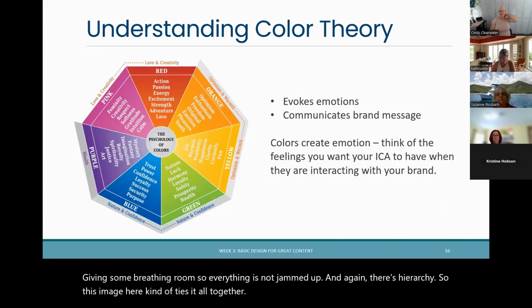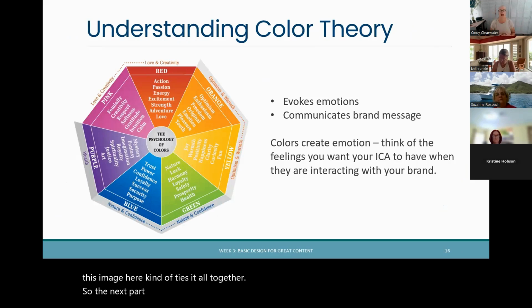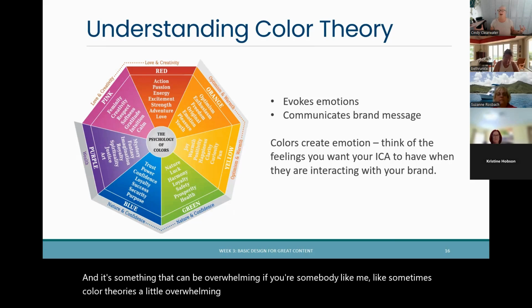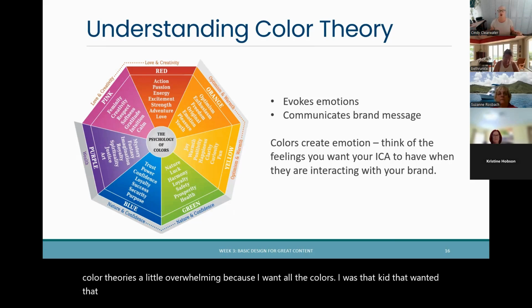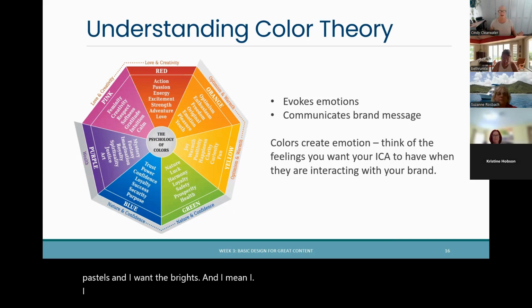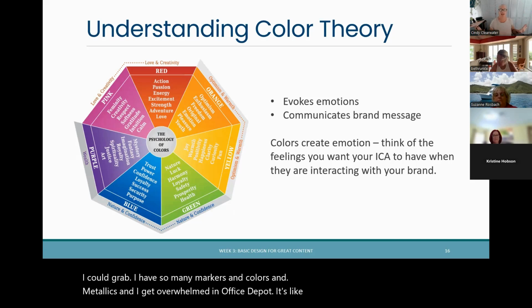So the next part of understanding design and getting it right is understanding color theory. And it's something that can be overwhelming if you're somebody like me. Sometimes color theory is a little overwhelming because I want all the colors. I was that kid that wanted that box of 64. And then if there were more colors, I wanted the more colors, and I want the pastels and I want the brights. I have so many markers and colors and metallics, and I get overwhelmed in Office Depot. It's like Disney World to me.